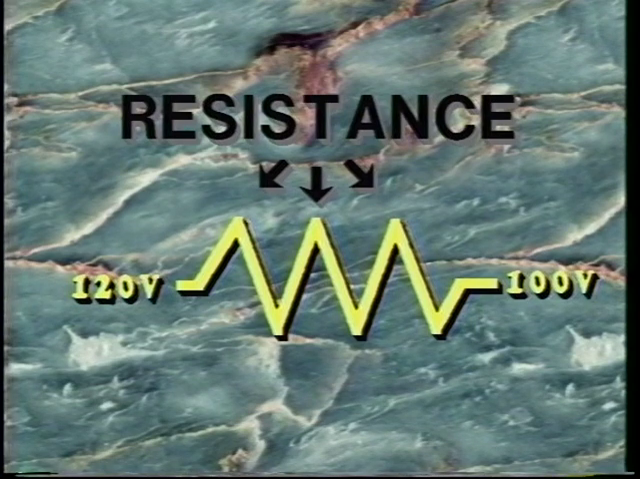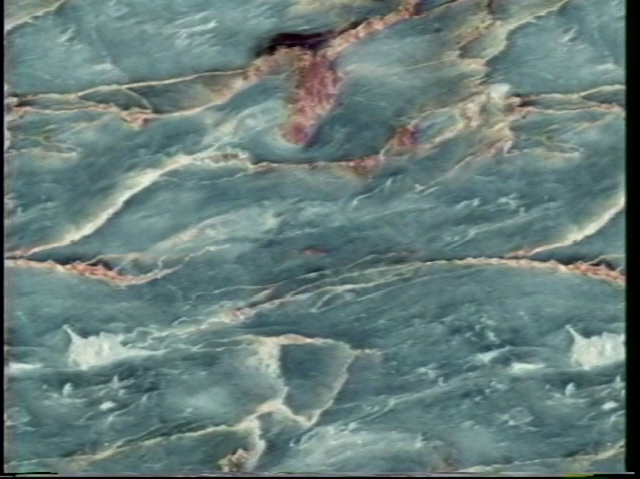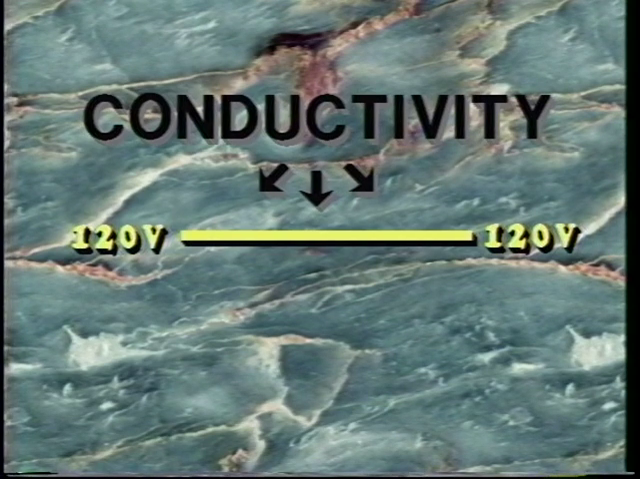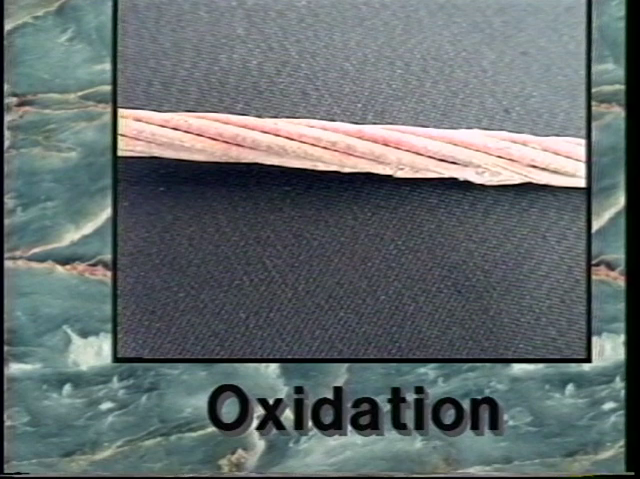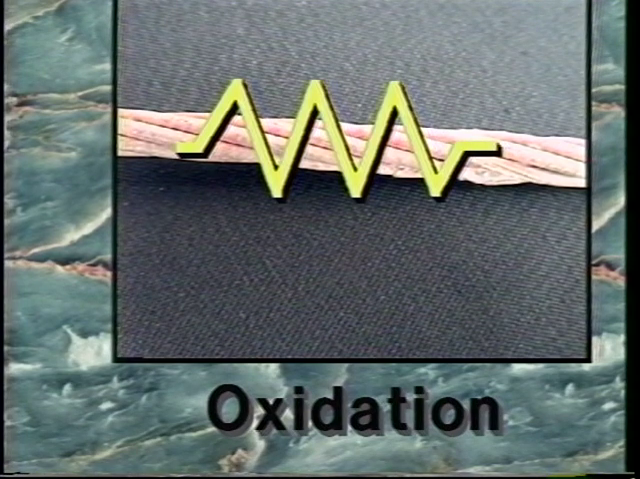Resistance. Resistance is the opposition to the flow of electrical current. High-resistance connections result in power loss and should be avoided. Conductivity. Conductivity is the ability of a conductor or a connector to conduct electricity. Where less resistance is present, conductivity is higher. Oxidation or corrosion. Oxidation of aluminum is the direct result of contact with air. Oxidation is highly resistive, and if not removed before installing a connector, it will increase the resistance of the joint.